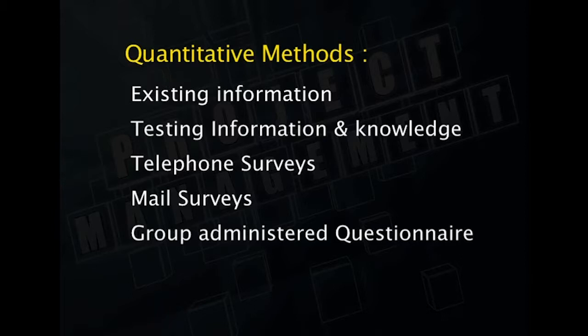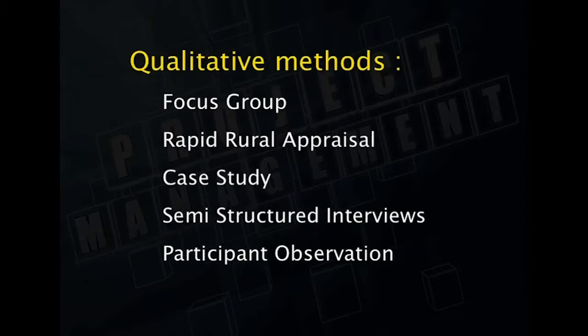the organization. A large array of methods exist which can be used in evaluation. Quantitative methods are existing information, testing information and knowledge, telephone service, mail service, group administered questionnaire, and so on. And qualitative methods are focus group, rapid rural appraisal, case study, semi-structured interviews, participant observation, and so on.